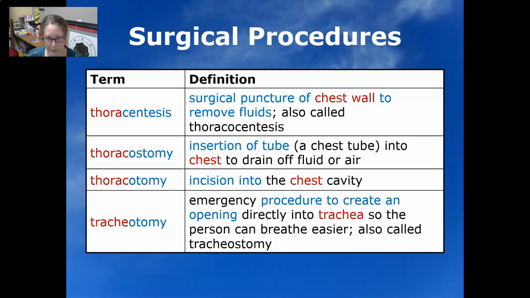A thoracostomy is an insertion of a tube, a chest tube, into the chest to drain off fluid or air or blood. So that happens if they have a pneumothorax or a hemothorax. A thoracotomy is the incision into the chest cavity. And tracheotomy is an emergency procedure to create an opening directly into the trachea. It's usually right down here. This is so the person can breathe easier, also called a tracheostomy.